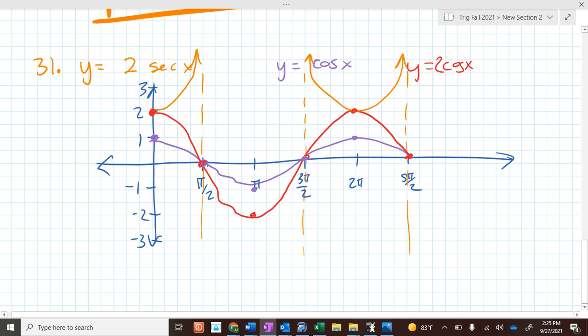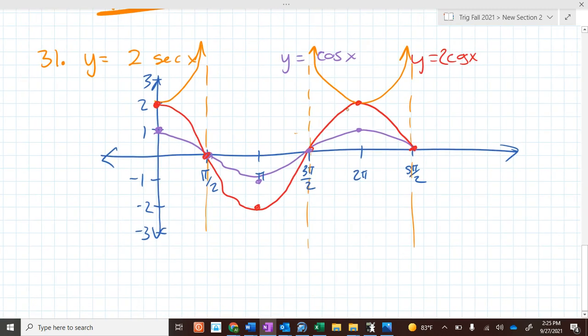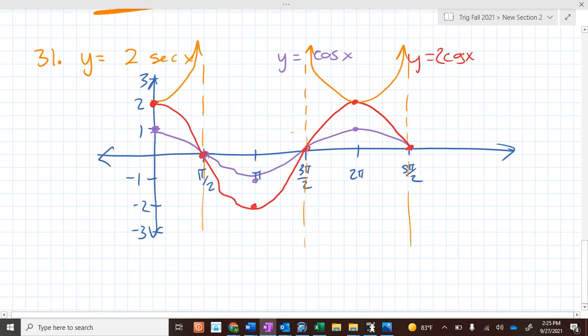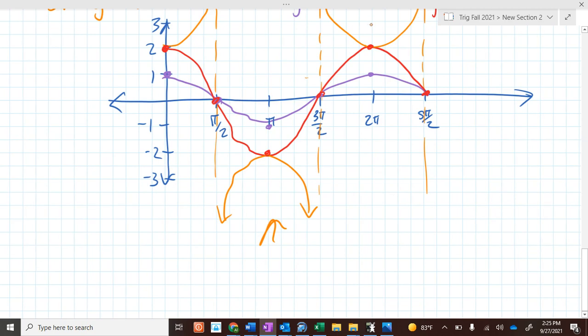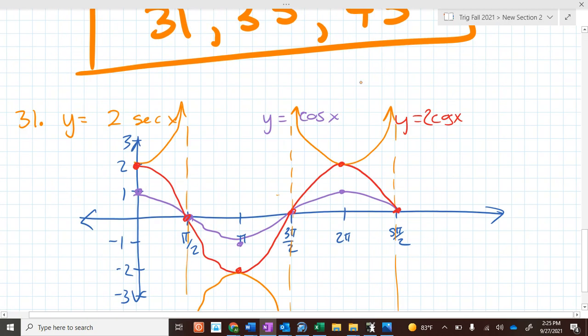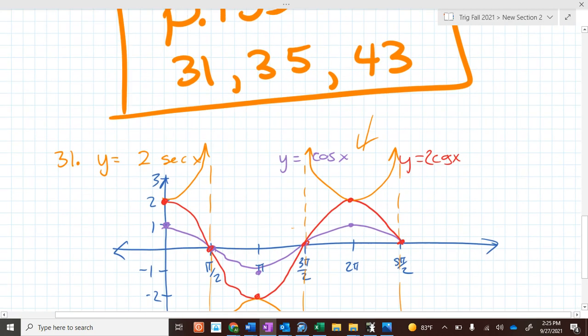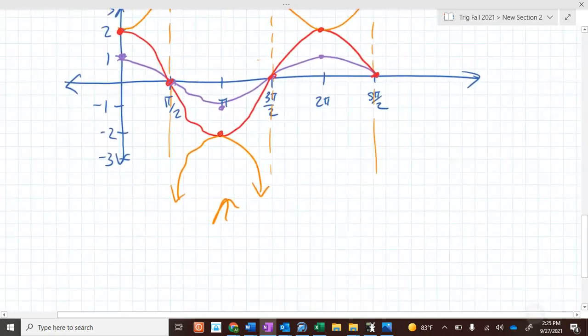Now, officially, the parabolas would be a little skinnier for the 31 than they would be for the normal secant of x curve, because this is a little skinnier here, so it should match this one. But whatever. As long as you get this. Oh, sorry. Forgot this one. Need that one. Need this one. Need this one.